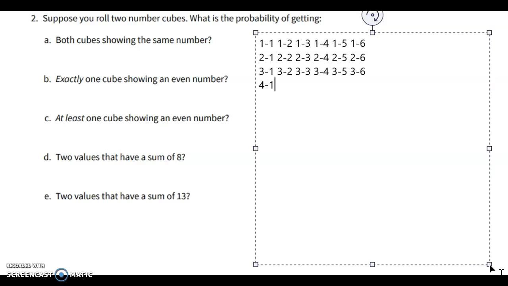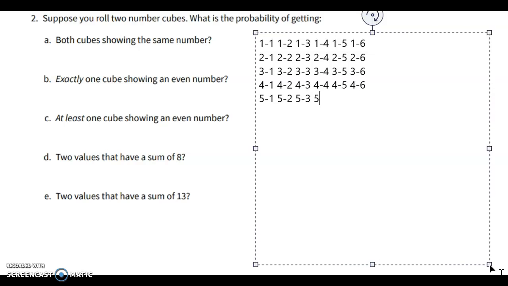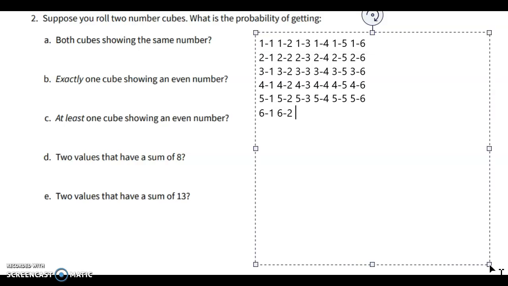Then I could get a 4, 1, 4, 2, 4, 3, 4, 4, 4, 5, 4, 6. Then I could get a 5, 1, 5, 2, 5, 3, 5, 4, 5, 5, or 5, 6. And lastly, I can get 6, 1, 6, 2, 6, 3, 6, 4, 6, 5, or 6, 6.